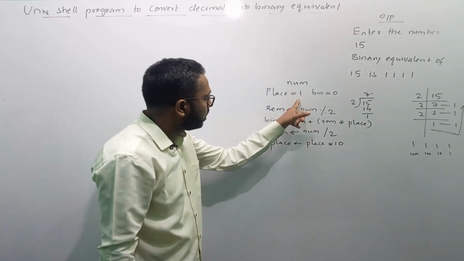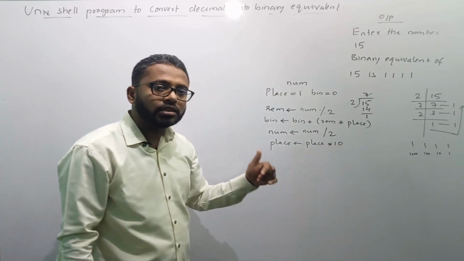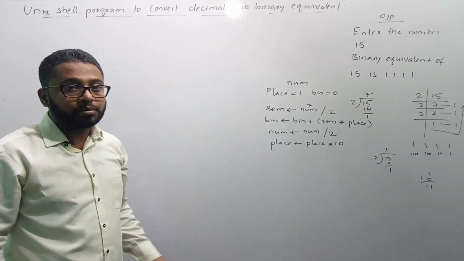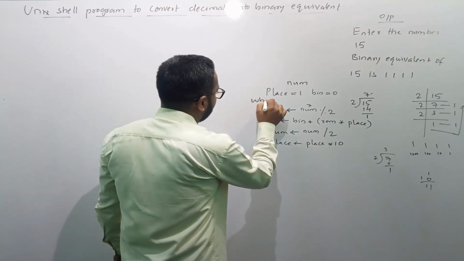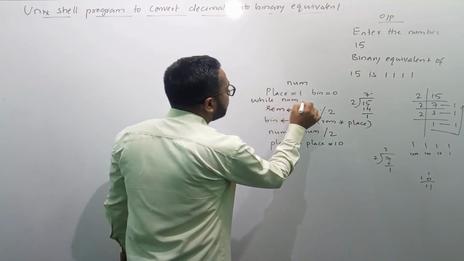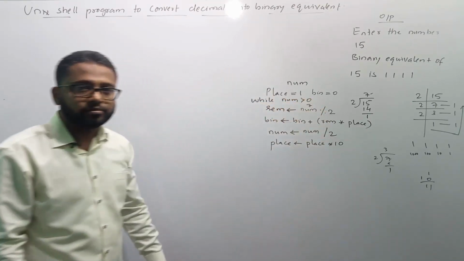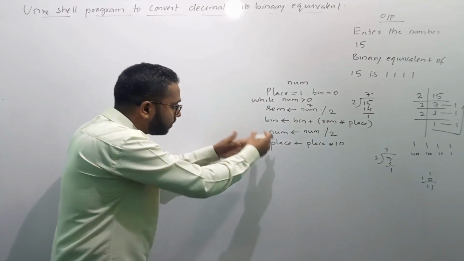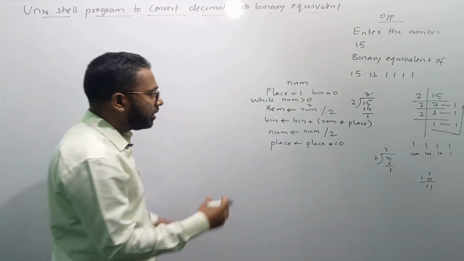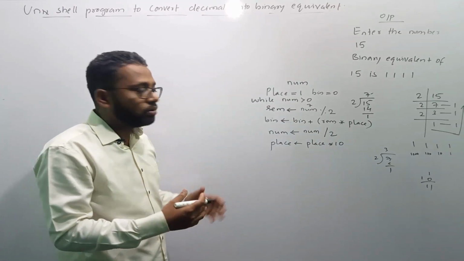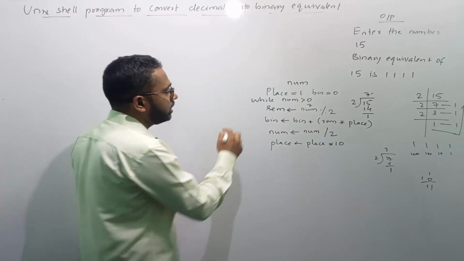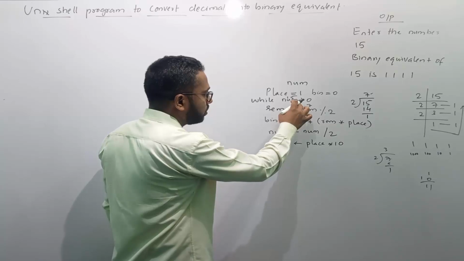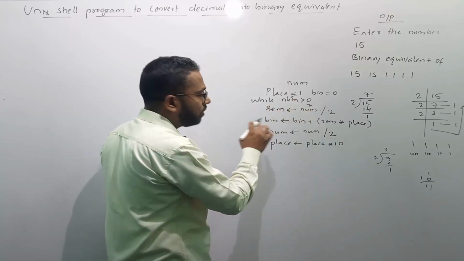Place value is 1. Now 1 into 10 gets changed to 10. Now place becomes 10. So how long do we need to perform these steps? Until the value of num becomes 0, that is, as long as num is greater than 0, we need to perform these 4 tasks. Let us quickly try to see each and every step. Initially the num value will be 15. 15 is greater than 0, the condition becomes true, and control will come inside this while loop.